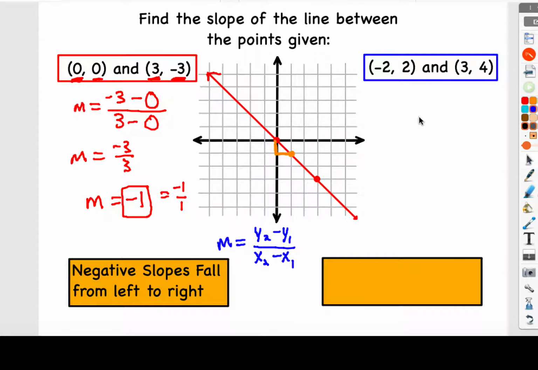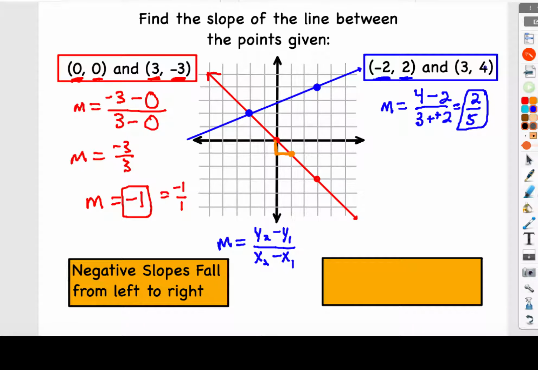Let's try that blue line over here at the right. So again, the same idea. Let's go ahead and say m equals, again, we've got our formula down there, y2, which would have been 4, minus y1, the y coordinate from the first point, over x2 minus x1. Now notice x1 here is -2. So remember, if we're subtracting a -2, it's as good as saying +2. So 4 minus 2 would have been 2, but 3 plus 2 should be 5, and we get a slope of 2/5.